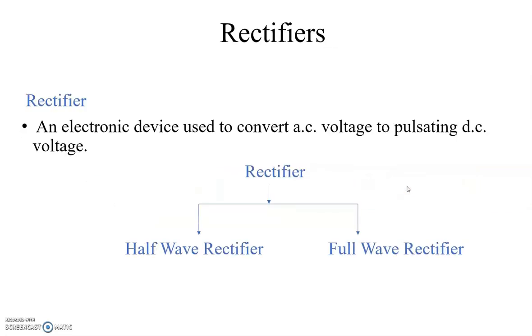Next one, rectifiers. What is meant by rectifiers? It is an electronic device that is used to convert AC voltage to pulsating DC voltage. It utilizes a unidirectional conduction device like a vacuum tube or PN junction diode. Rectifiers are classified, depending upon the period of conduction, as half-wave rectifier and full-wave rectifier. The full-wave rectifier is again classified into two types. One is a full-wave rectifier using a center-tap transformer. Another one is a bridge rectifier.